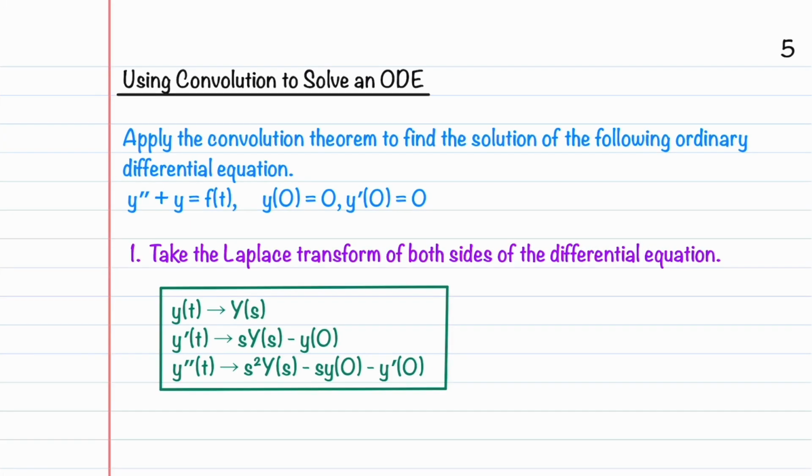In this example, we're going to use convolution to solve an ordinary differential equation with an unknown or general forcing function. That forcing function f(t) is what makes this interesting. We're going to start by taking the Laplace transform of both sides of the differential equation. In this green box, I put down the formulas for the Laplace transform of the derivative of a function. We're going to start by using this formula right here.